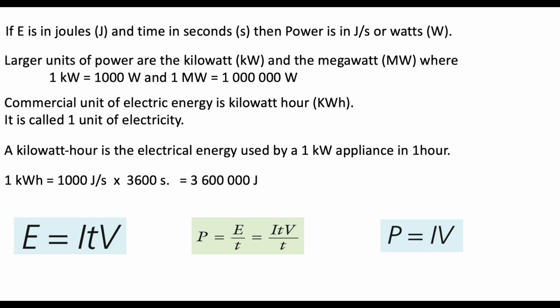In electrical circuits, energy E is equal to I times T times V, or E is equal to VIT, and power is equal to E divided by T, that is ITV divided by T. In another way we can say power is the product of voltage and current. P is equal to VI.